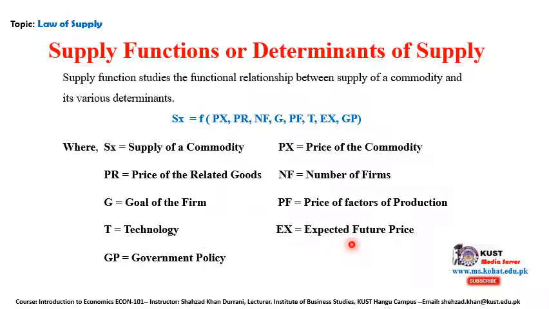And then we have the expected future price, right? The expected future price of the product. So if the market is unstable, you are not sure about the government policies, right? Or maybe an unstable situation, instability, for example, right? And the government policies, of course. So these are actually the determinants of the law of supply.